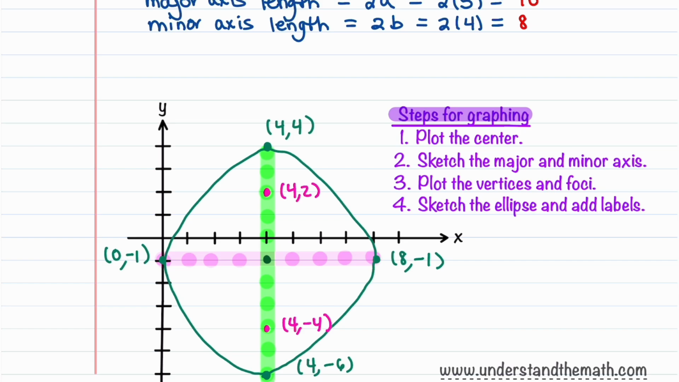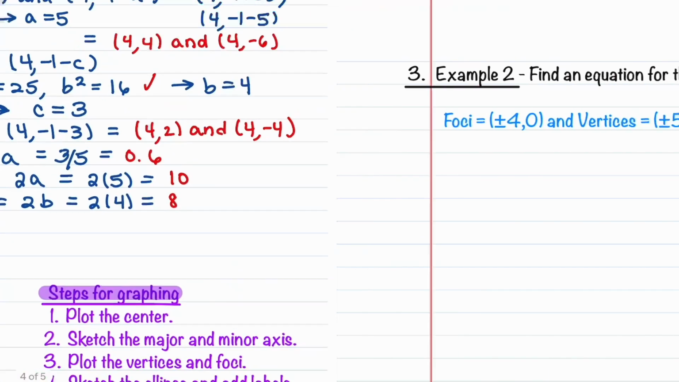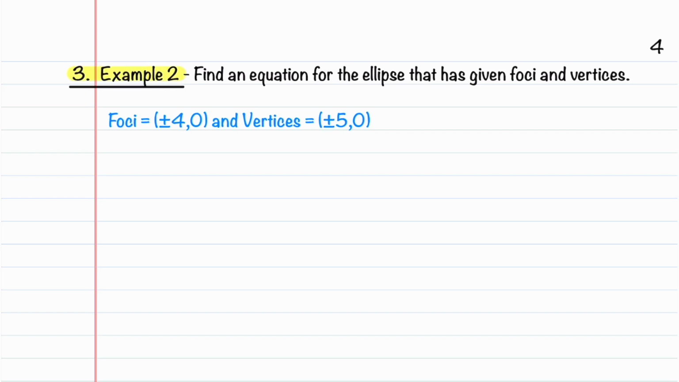Let's now look at some other examples that are more algebraic. In our second example, we are going to find an equation for the ellipse that has given foci and vertices. We're told that the foci are (±4, 0), and the vertices are (±5, 0). Because our foci and vertices have an x component that changes, that tells us that the major axis is horizontal.